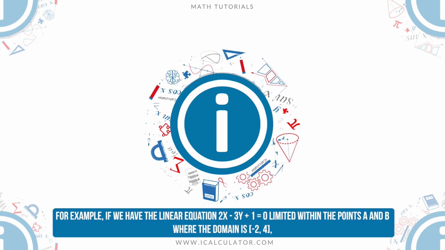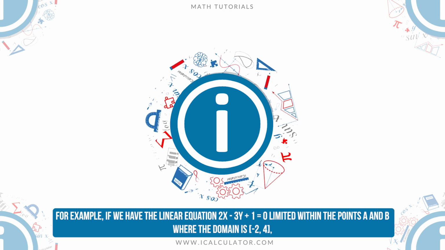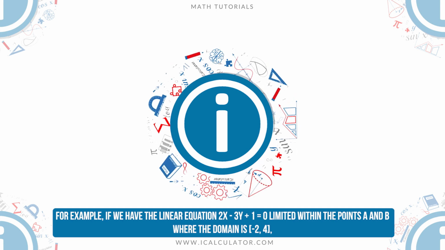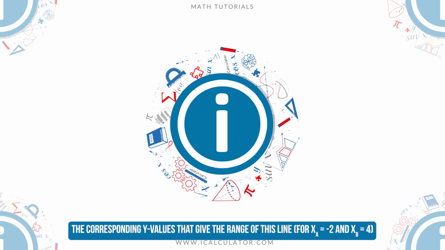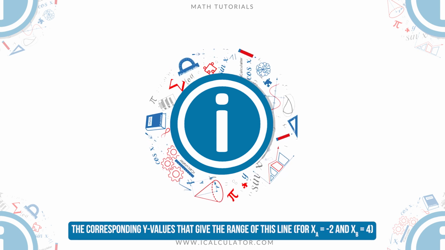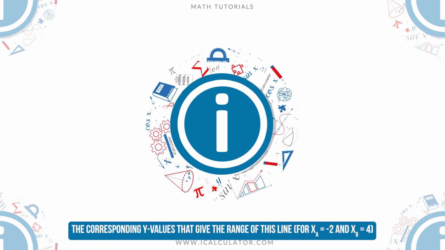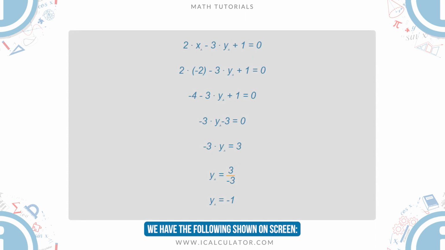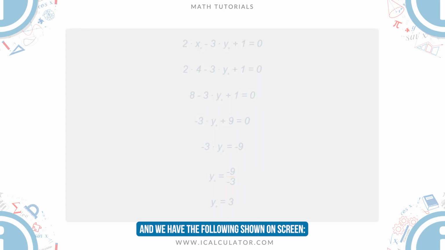For example, if we have the linear equation 2x minus 3y plus 1 equals 0 limited within the points A and B, where the domain is [-2, 4], the corresponding y values that give the range of this line, for x_A equals minus 2 and x_B equals 4, we have the following shown on screen.